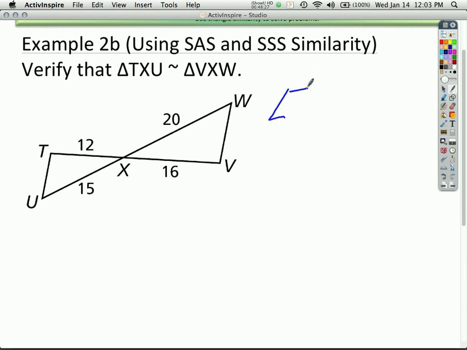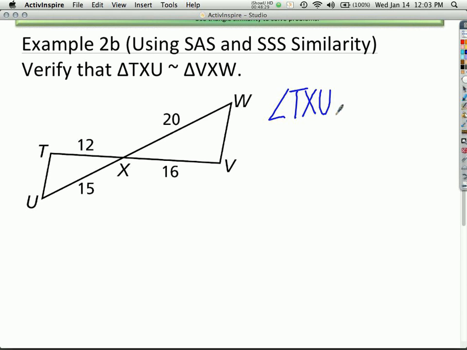Okay, angle TXU is congruent to angle VXW, you said? VXW, and why are they congruent? Vertical angles. So now we've got one piece of evidence, but now we need the ratios of the sides that form those two angles. So could someone give us one pair of corresponding sides? Come on.